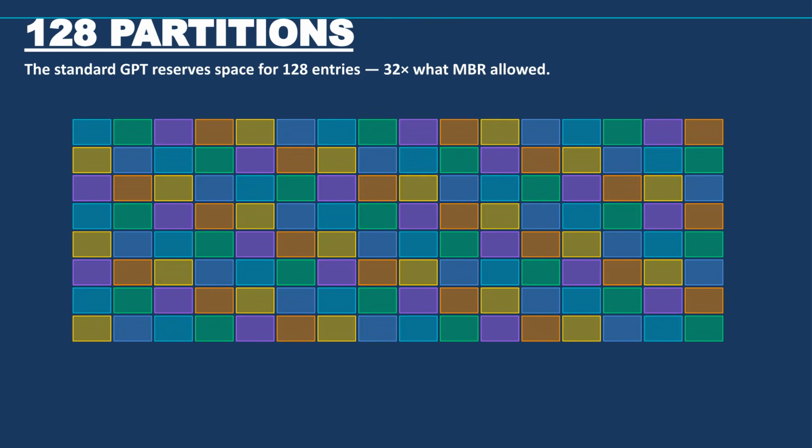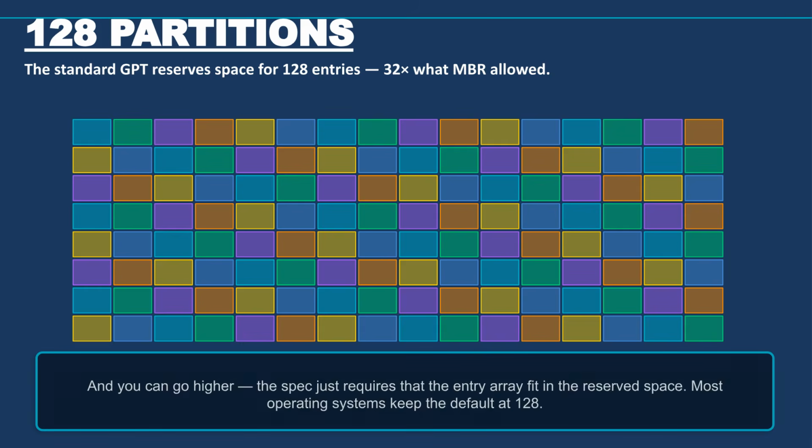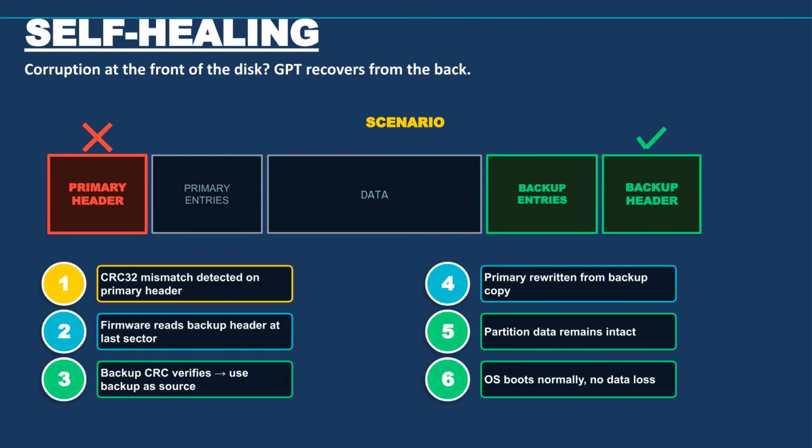The standard GPT reserves space for 128 entries, which is 32 times what MBR allowed. While the specification technically allows for more if they fit in the reserved space, most operating systems keep the default at 128 partitions. GPT is self-healing due to its dual-copy architecture.